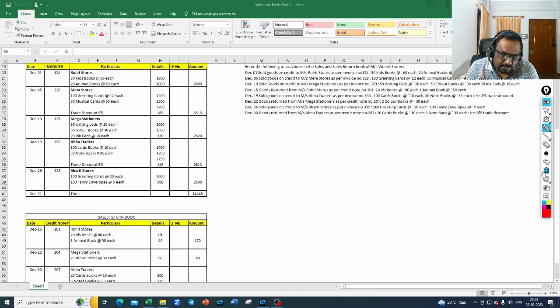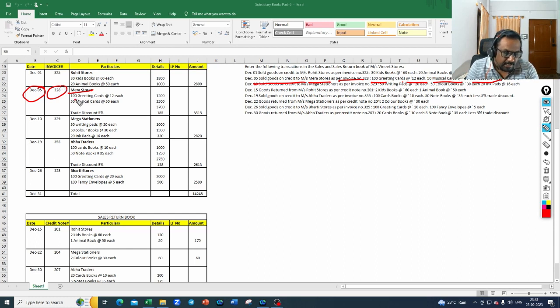Right. Next, sold goods on credit to Mera Stores as per invoice number 328: 100 greeting cards at 12 rupees each, 50 musical cards at 50 rupees each, less trade discount 5%. See, Mera Stores, December 5th, invoice number they have given. So I have given the invoice column extra here. The reason is, since the invoice number is given, let us put the invoice number also in the format.